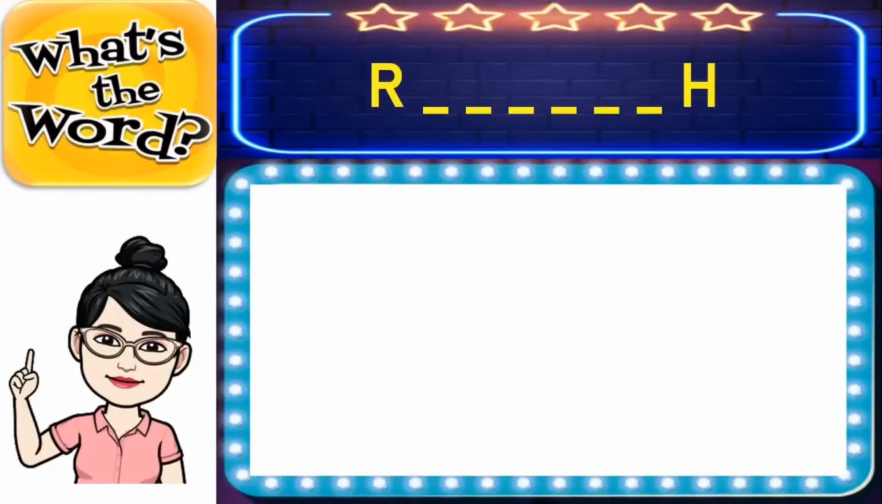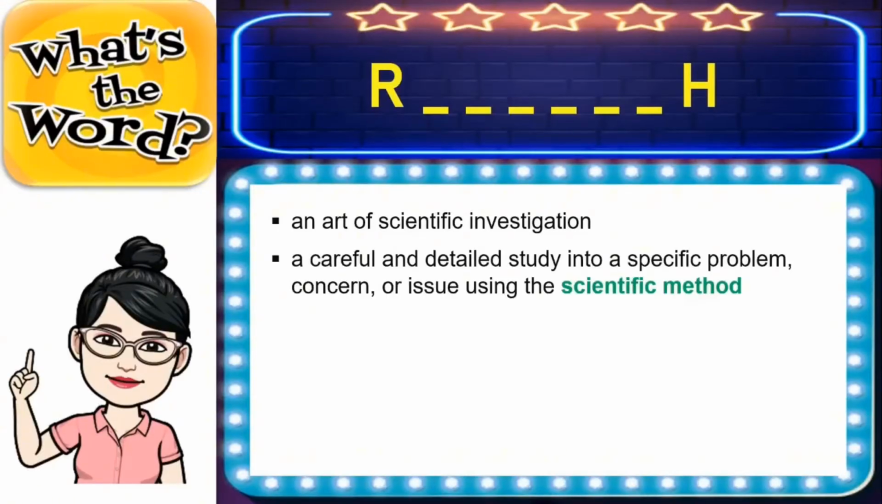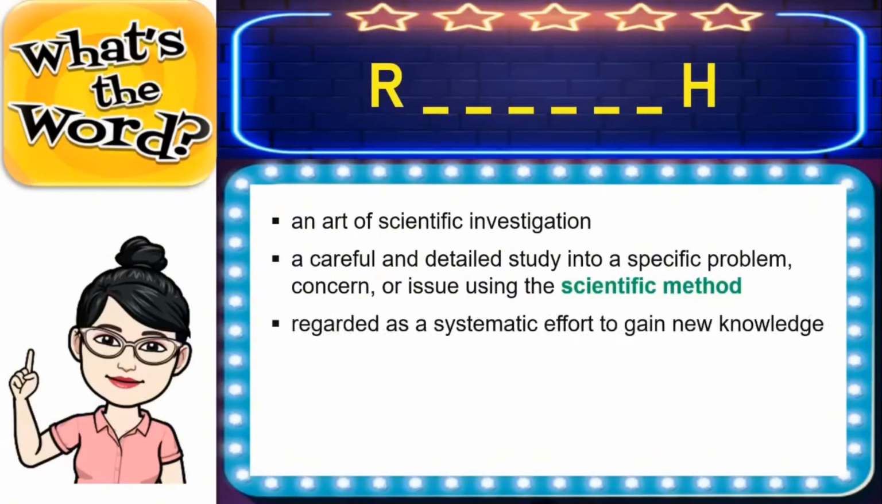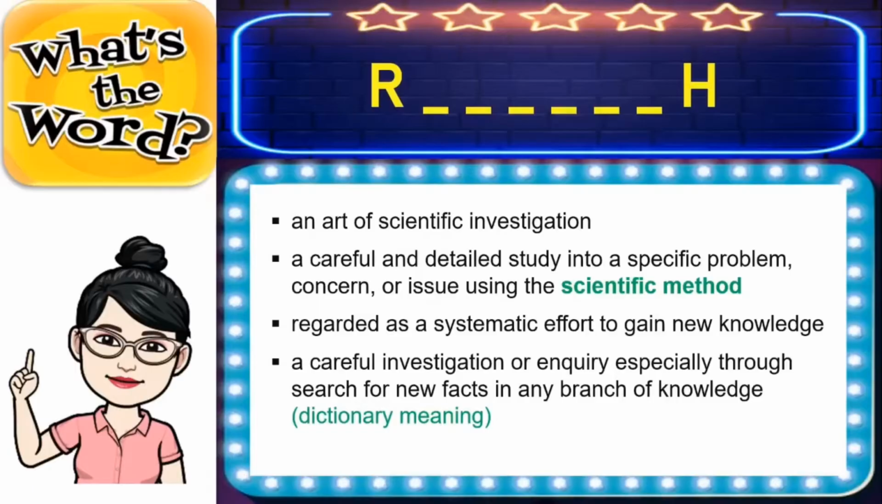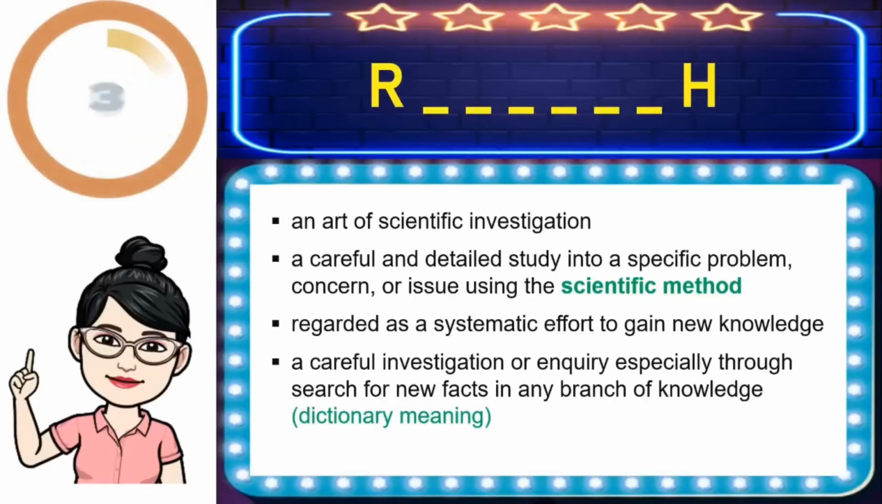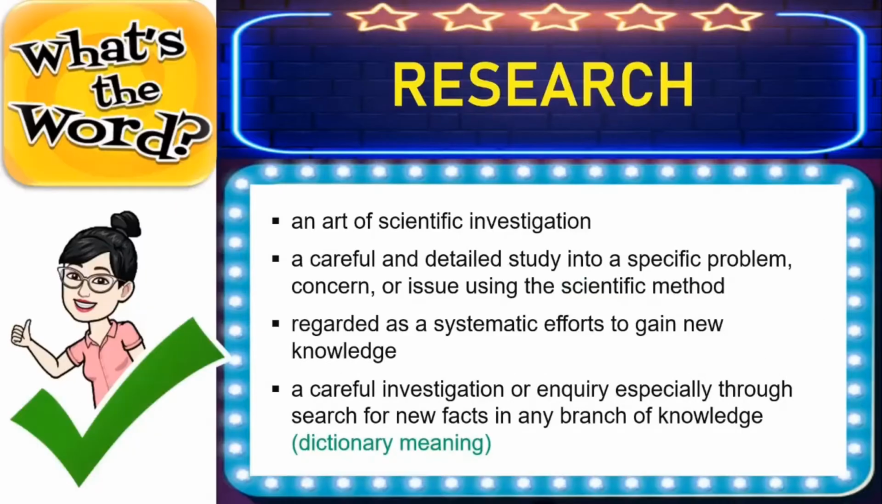Word number 1. It is an art of scientific investigation. A careful and detailed study into a specific problem, concern, or issue using the scientific method. Regarded as a systematic effort to gain new knowledge. For its dictionary meaning, it is a careful investigation or enquiry, especially through search for new facts in any branch of knowledge. The answer is research.